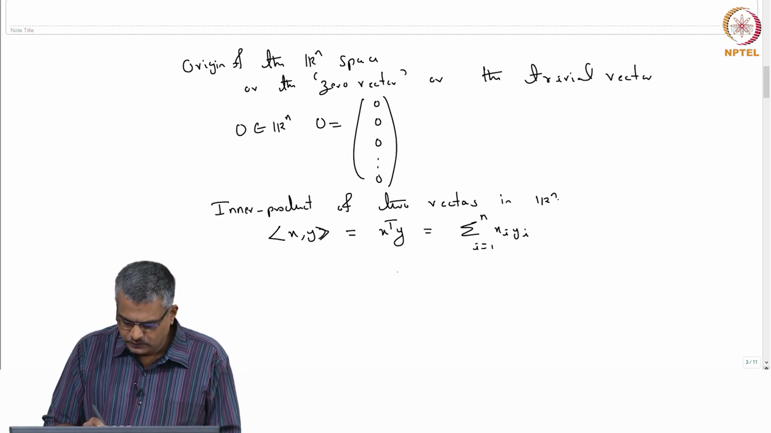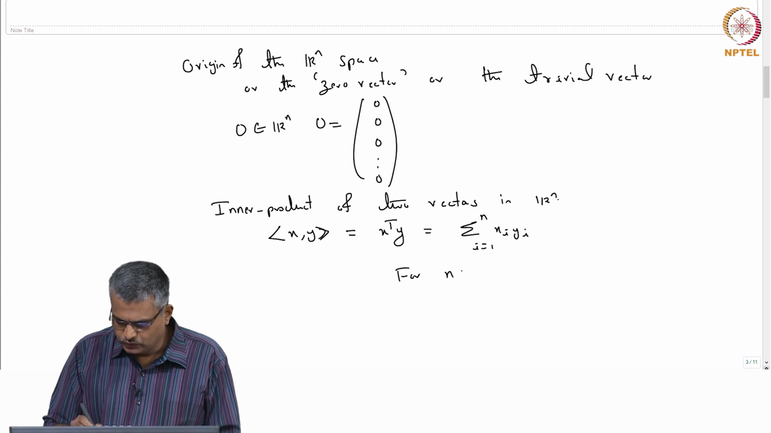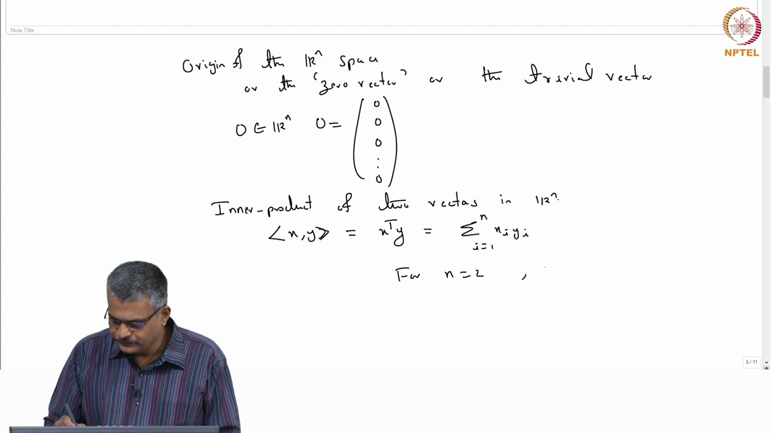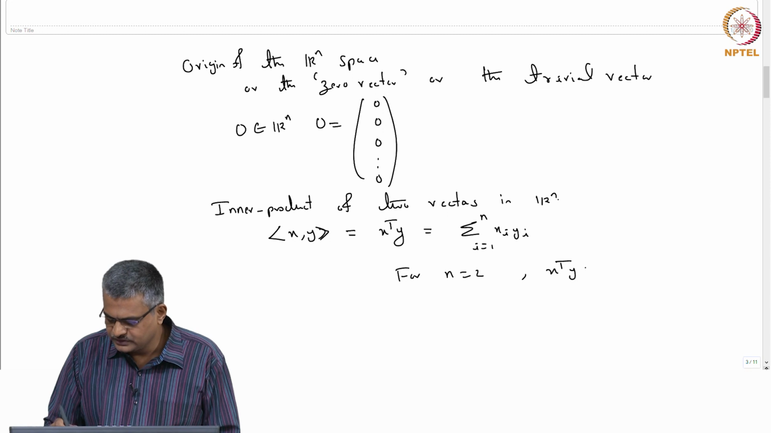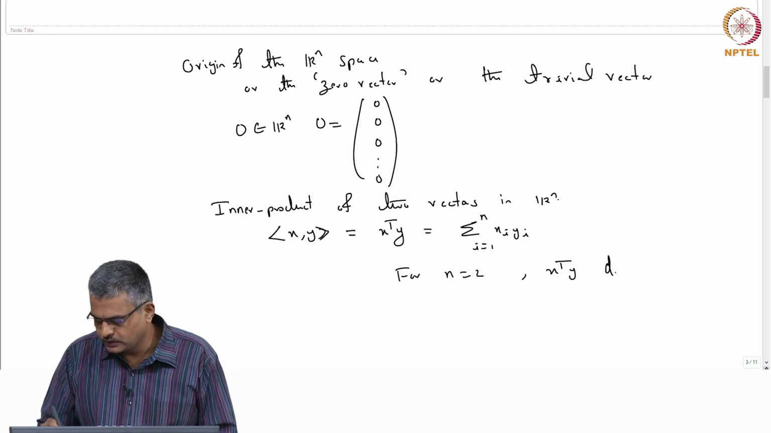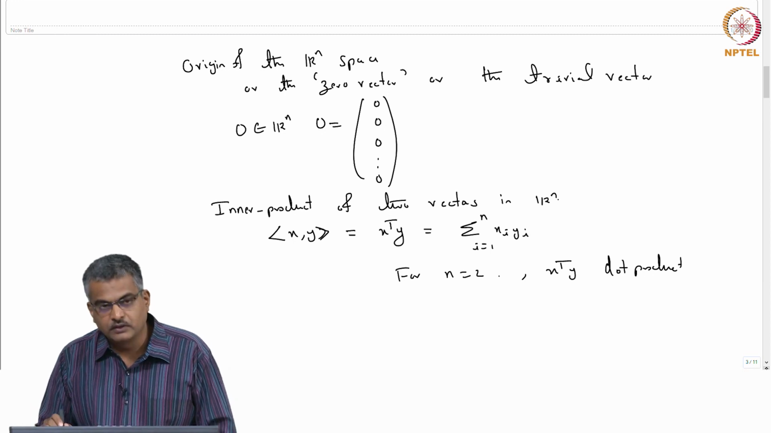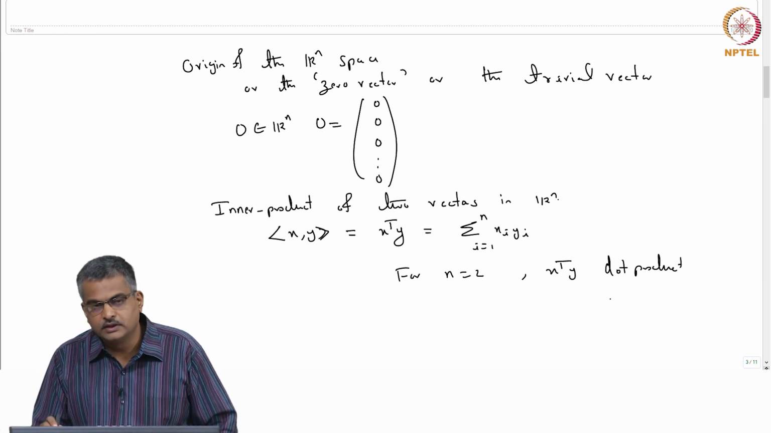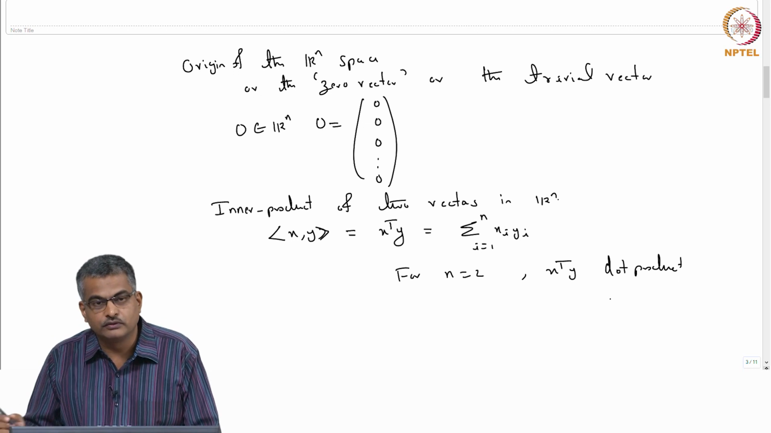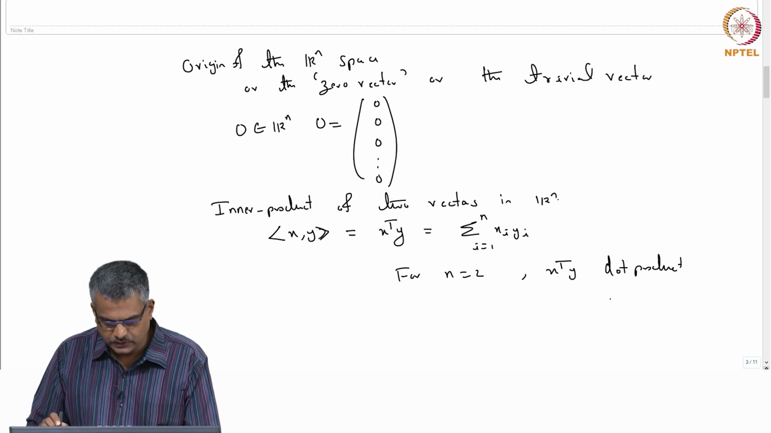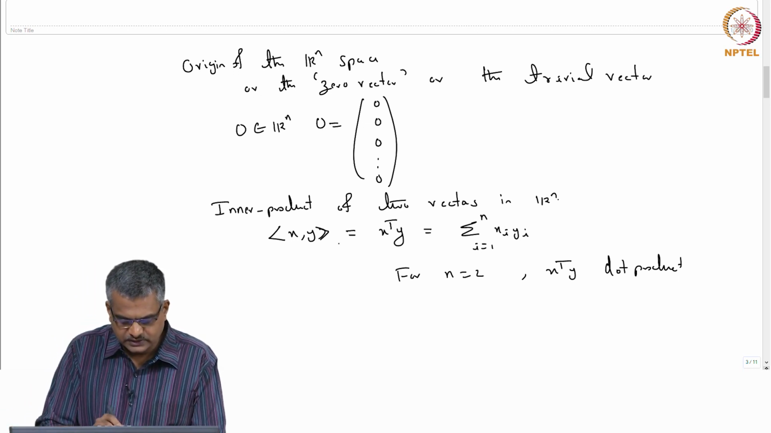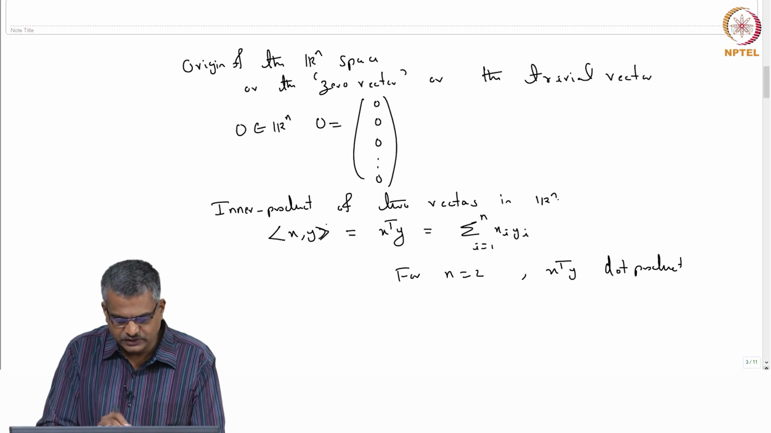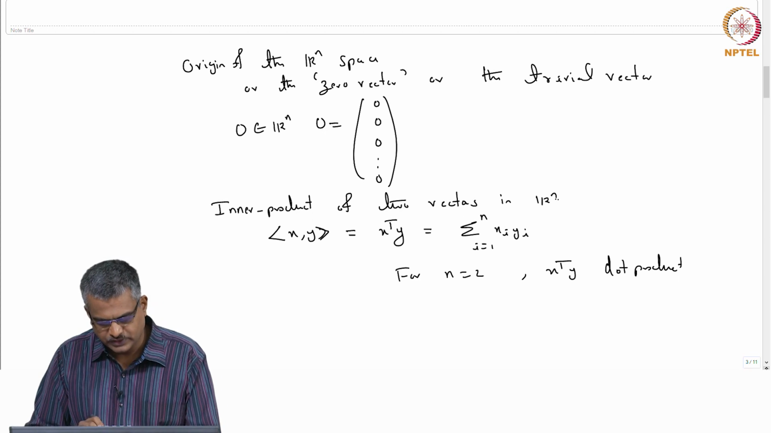So for n equal to 2, this is the usual dot product, or for n equal to 3 you have the usual dot product that we are already familiar with. But it captures the notion of dot product in an n dimensional space.